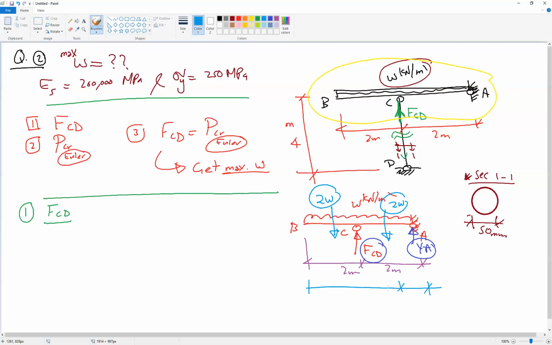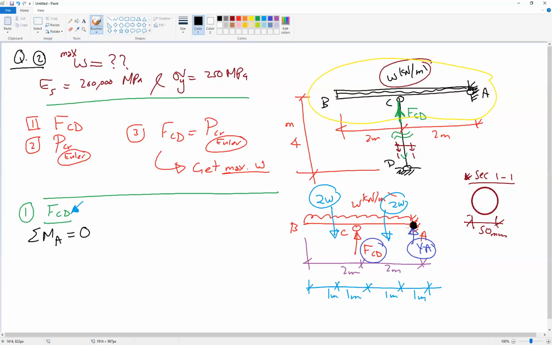These two components will act in the middle of two, so 1 meter, 1 meter, here 1 meter, 1 meter. Okay, so now we can find the force in FCD. To find the force in FCD, we can apply the moment equation at A equal to 0. So summation moment at A should be 0.